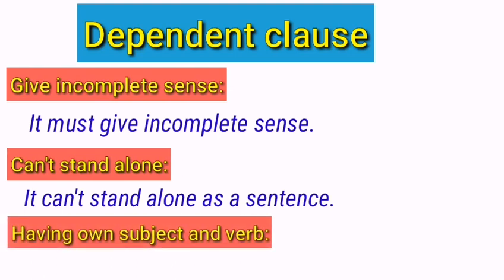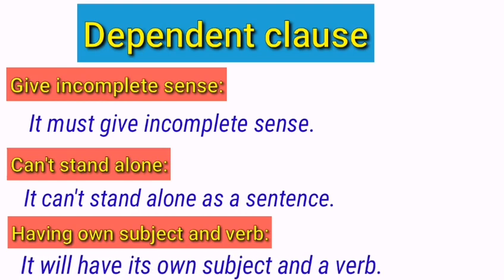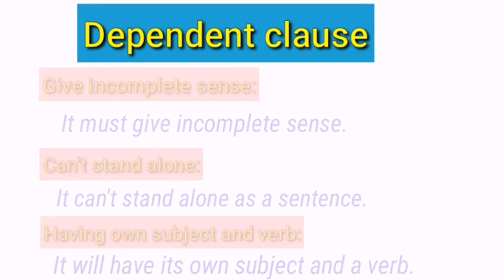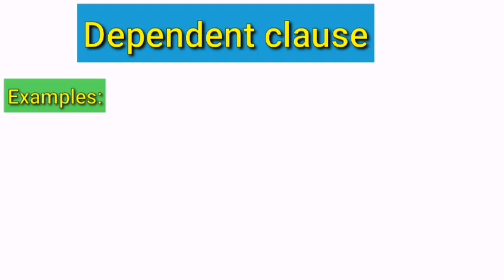Having its own subject and verb. By this point, I am going to clarify the question which must be in your mind: how can a dependent clause not stand alone, if it has its own subject and a verb? Though it will have a subject and verb, still it will not give us a complete sense or stand alone. Just look at these examples.